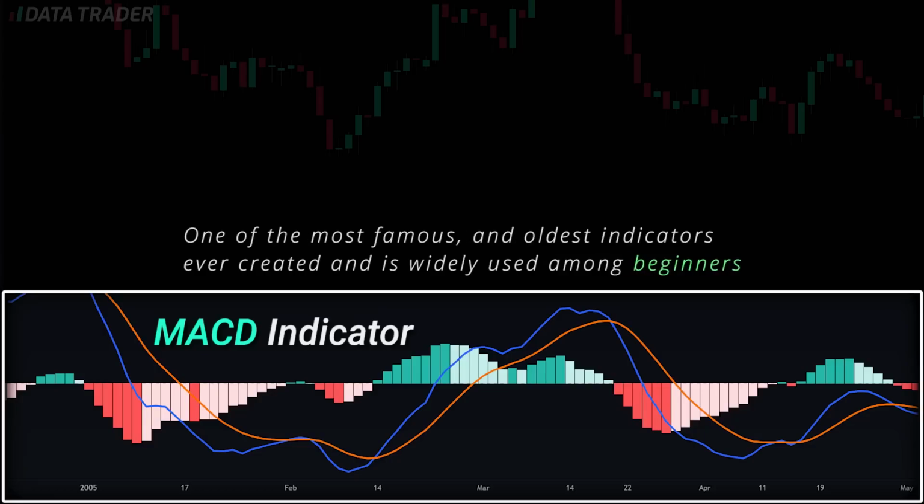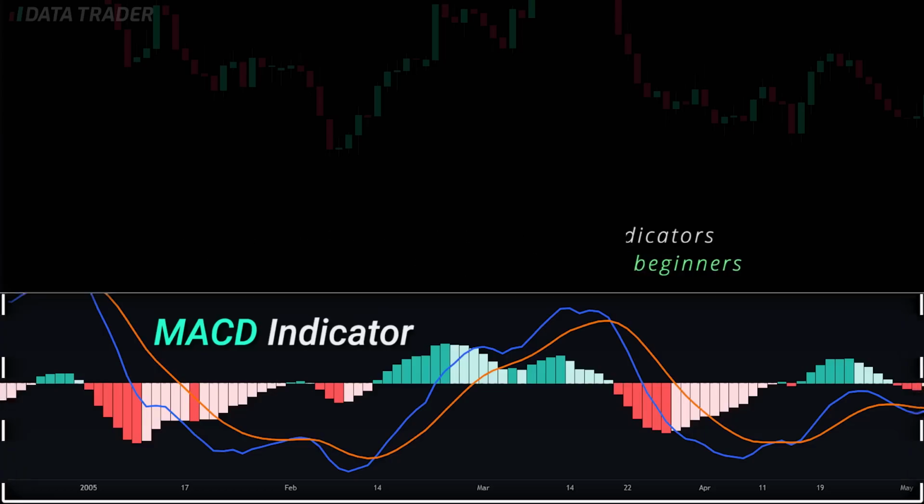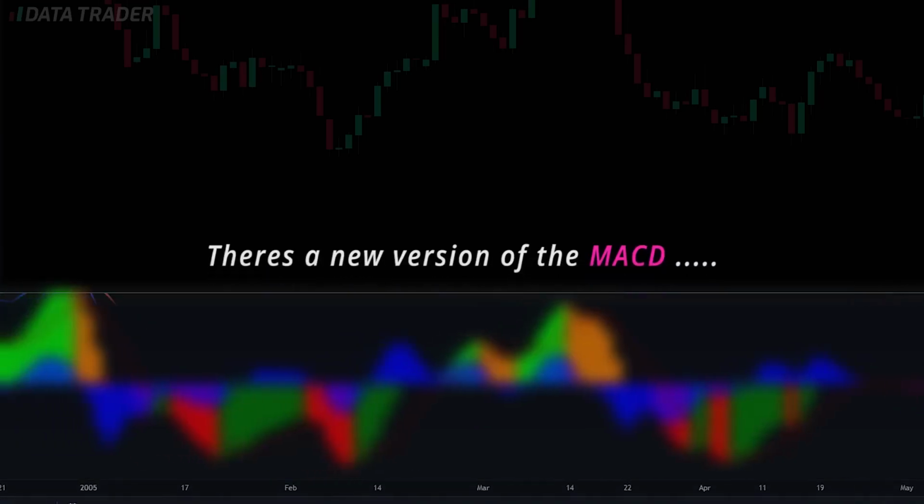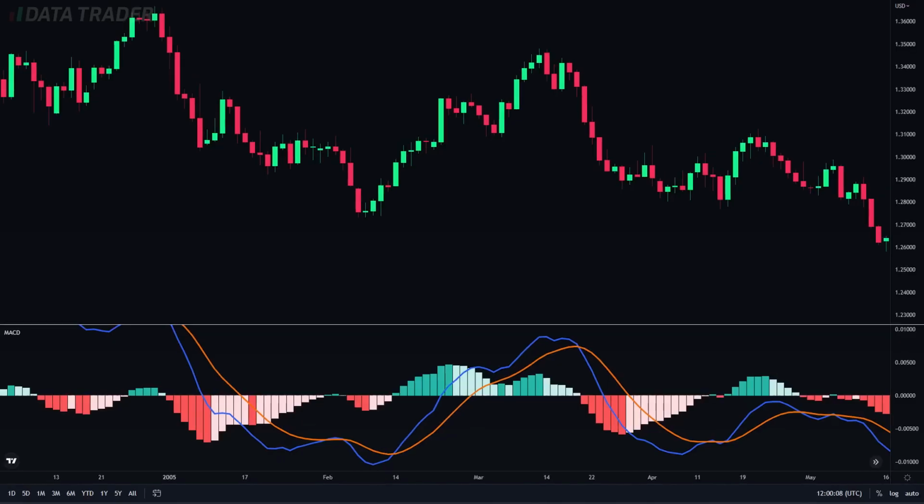As we all know, it is one of the most famous and oldest indicators ever created and is widely used among beginners. However, what if I told you that there's actually a newer version of this indicator that is proven to be almost 3 times more profitable than the older version? And so without further ado, let's dive right in. I'm going to show you what the indicator is and how it works.